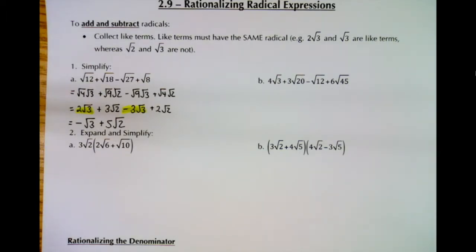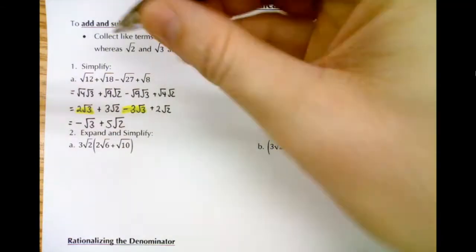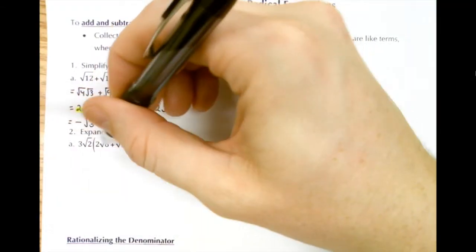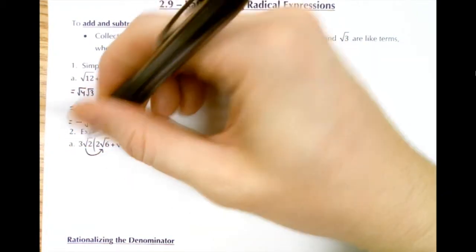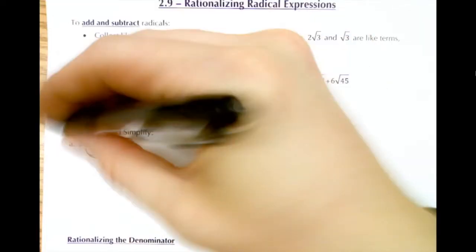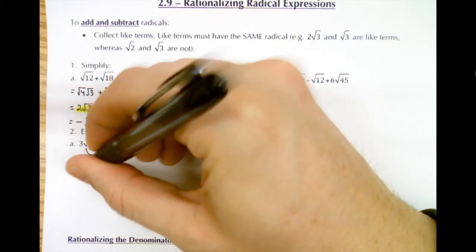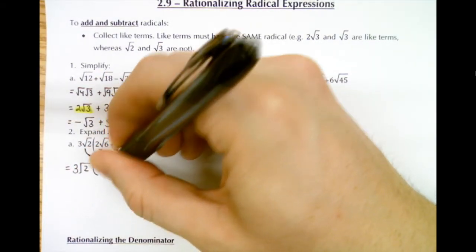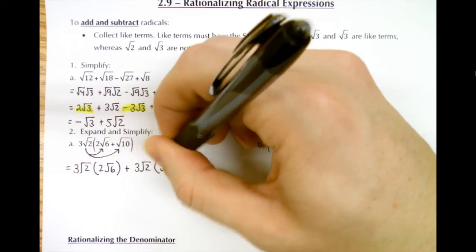Now expanding is done the same way as if you were expanding something that didn't have radicals and just had variables, except you can actually simplify the radicals. We're just multiplying, and we did multiplying in the last video. If you have 3 root 2 in front of a bracket which has two terms inside, you have to use the distributive property. So we would do 3 root 2 times 2 root 6 and 3 root 2 times root 10. And if I show both of those multiplications, you don't have to show this step, I'm going to show it anyways. We've got 3 root 2 times 2 root 6 plus 3 root 2 times root 10.